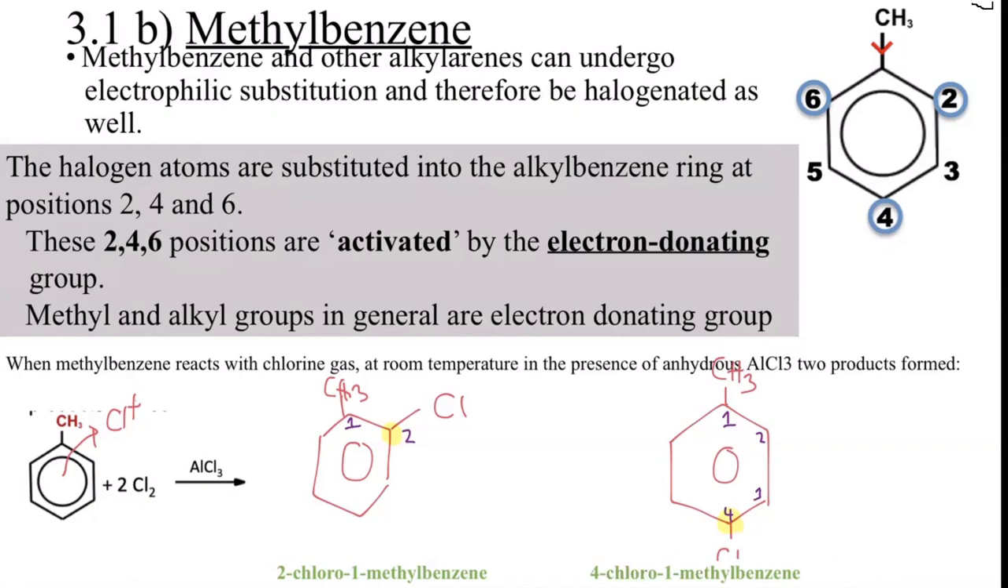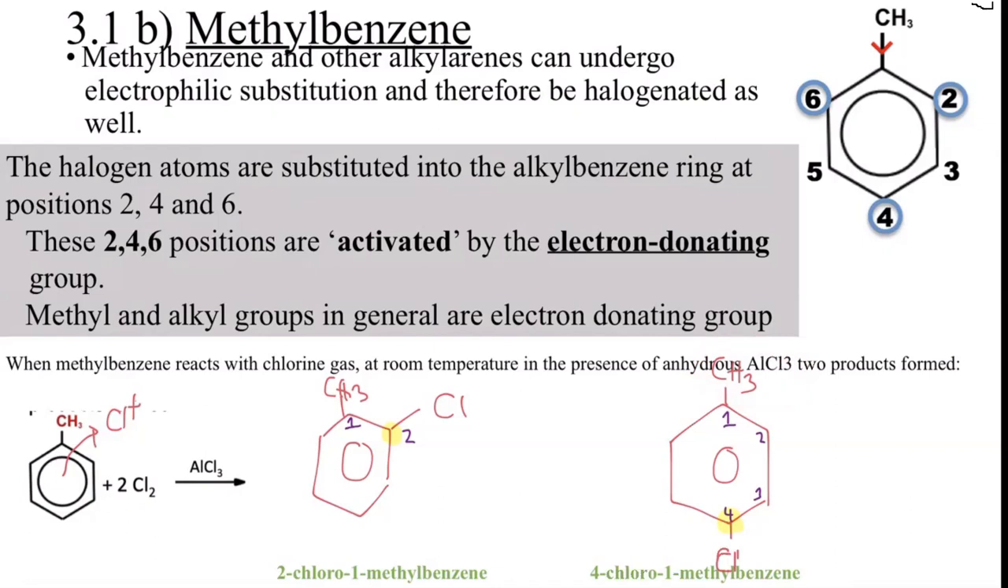One thing that you should be careful is that when you draw the mechanism, only the hydrogen is being released. You never release the CH3 group, okay? You do not break the carbon-CH3 bond. That means your electrophile will never sit on the first carbon, okay? That is when you have limited amount or limited supply of chlorine.